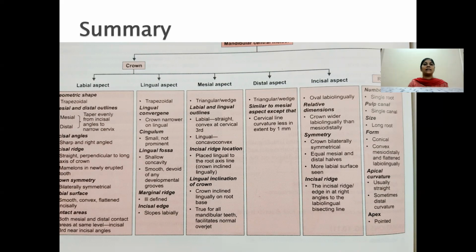The root: it is a single-rooted tooth, and you can see a single pulp canal. It is a long root, conical in shape, convex mesiodistally, and flattened labiolingually. Usually it is straight, and sometimes it shows a distal curvature, and the apex is pointed. So these are the points which summarize the permanent mandibular central incisor. These are the features. Hope you remember all the features.